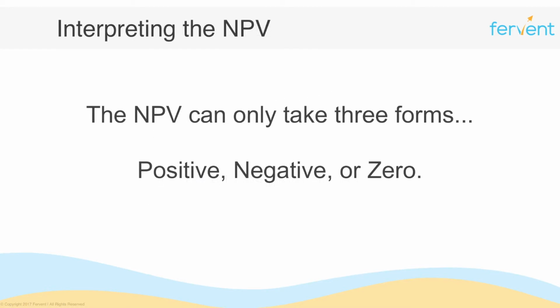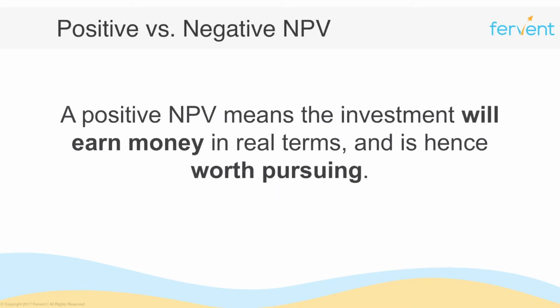But the NPV in its numerical sense can only take three forms. It can either be positive, negative, or zero. Can't be anything else. But that's with most numbers anyway. So what do we mean by a positive NPV or a negative NPV or a zero NPV? Well, if the NPV is positive, it means that the investment will earn money in real terms and is therefore worth pursuing. So we should generally accept projects that yield a positive net present value.